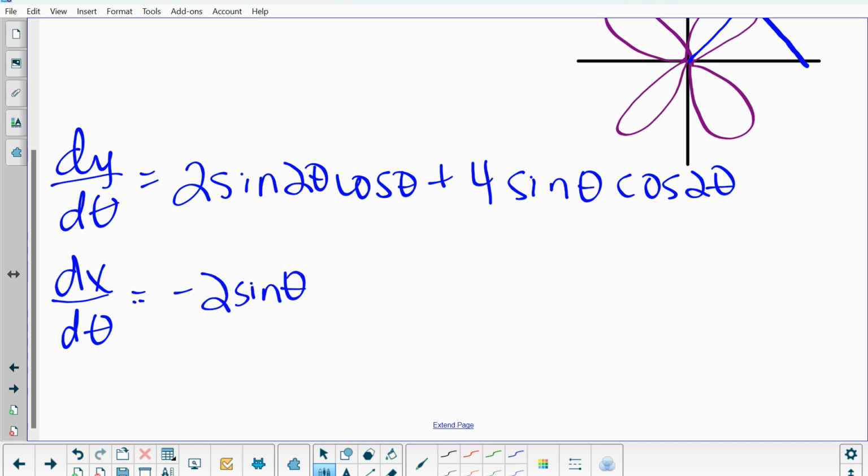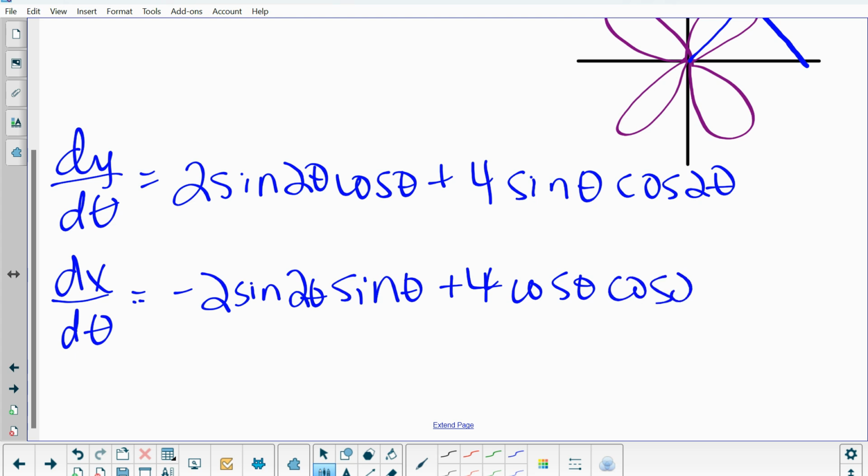Okay, so this is negative 2 sine 2 theta times sine theta plus 4 cosine theta cosine 2 theta.